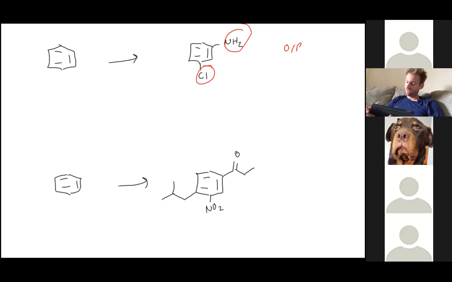So we're going to have to take a look at how they're made and kind of figure out what the best way to go is from here. So in order to make an amine, we would have to go through a nitro group. If we added the chlorine first, it's an ortho-para director. That's going to be problematic because we want these to be meta to each other.